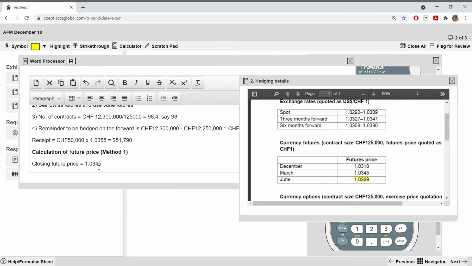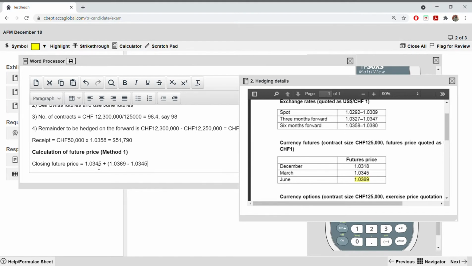1.0345 plus, okay, plus find the difference between the March and the June, in brackets. 1.0369, the June future, minus the latest future minus the old future, you can understand it that way, minus 1.0345.